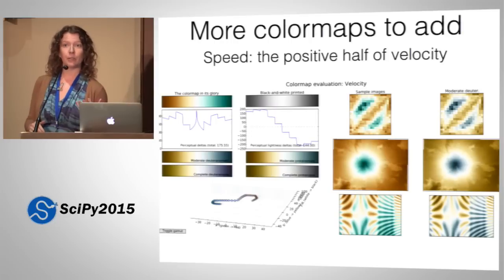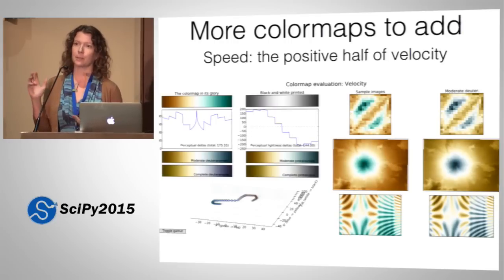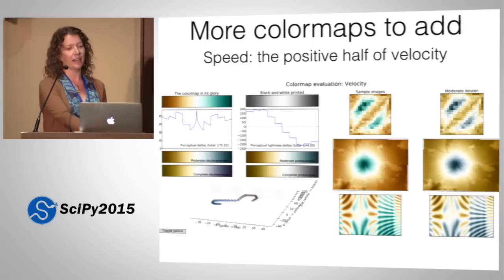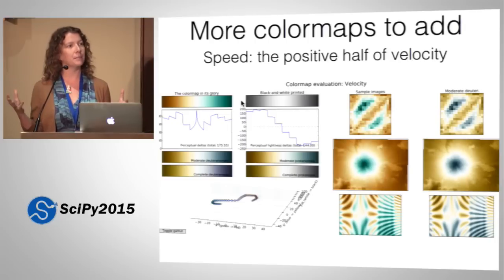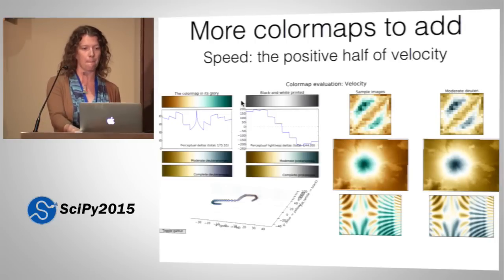And for speed, a lot of times instead of plotting velocity, I'll look at speed, the magnitude of the velocity. For that, I plan to just take the positive half of the velocity color map, for example, to keep that consistency as much as possible.